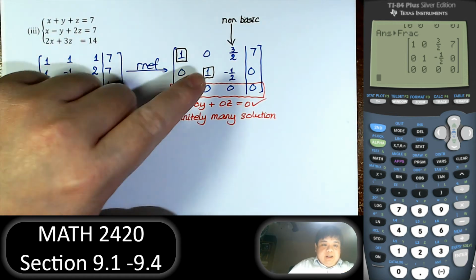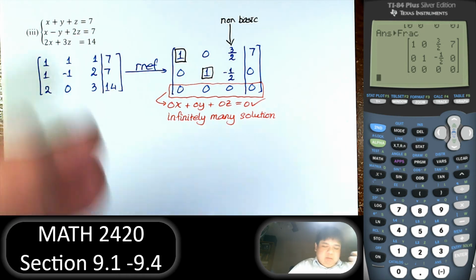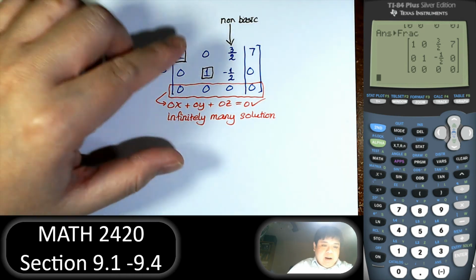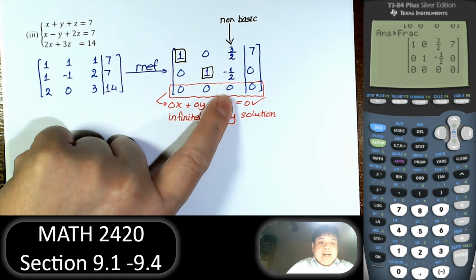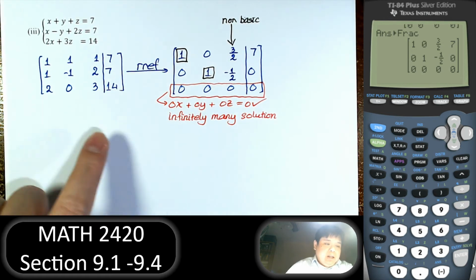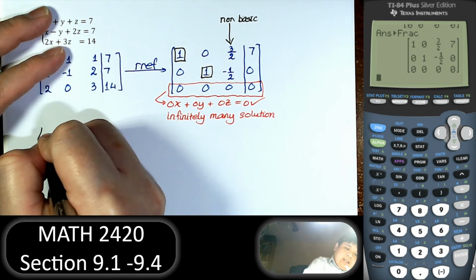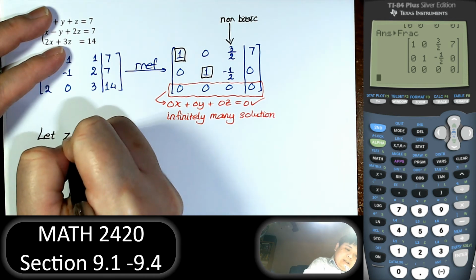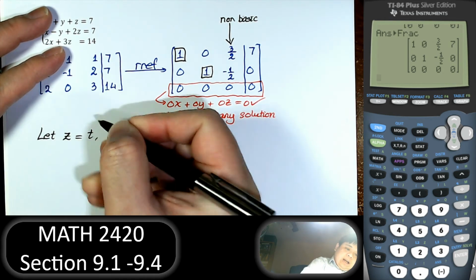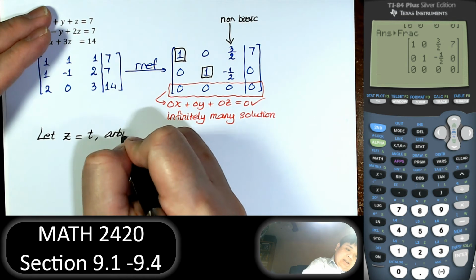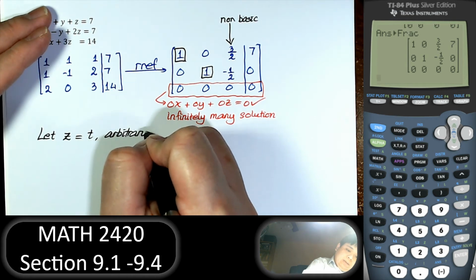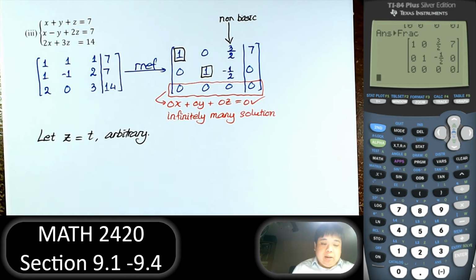Or doesn't have the pivoting 1, or there's a lot of names for it, but I've just called that non-basic. We're going to let that variable be arbitrary. So that corresponds to x, y, and z. So I would choose z equal to t, and that is arbitrary. Right, keep that in the back pocket.